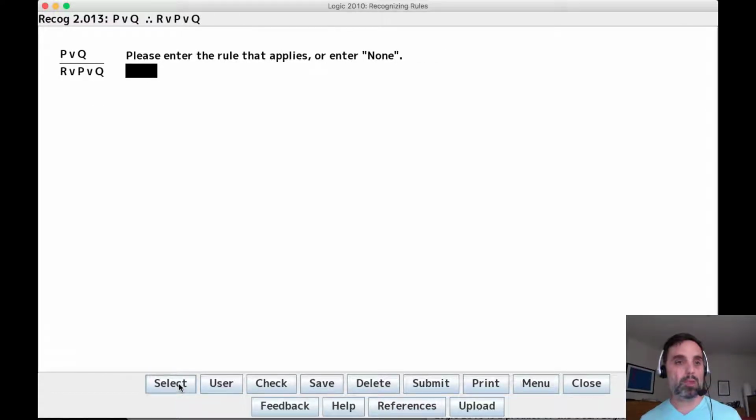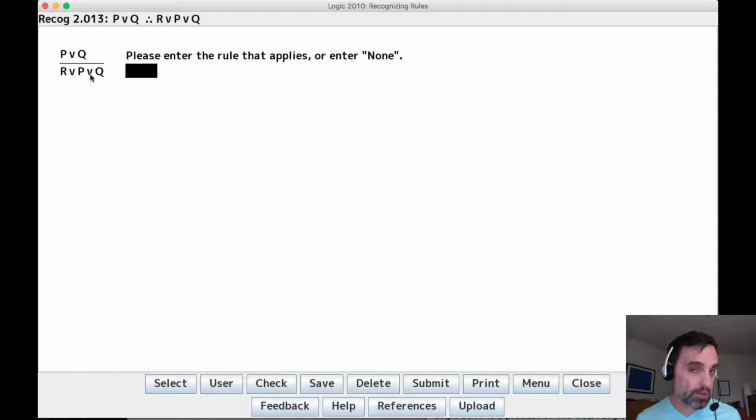Okay, P or Q, therefore R or P or Q. This looks like an application of addition. It looks like we're adding a disjunct. But we have to be careful about the main connectives. If we think about how the parentheses come back here, there's going to be a parentheses around the R or the P, and then parentheses around the whole thing. And that means that the main connective is this or.